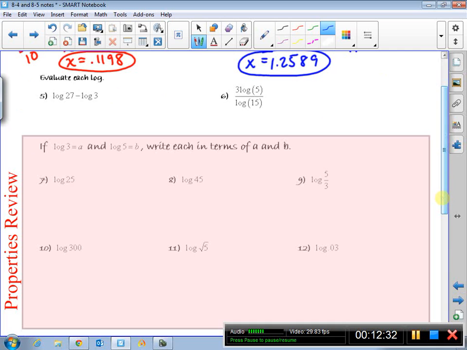Okay, evaluate each log. So, a little property review, possibly. Log of 27 minus log of 3. I'm going to say that this is the log of 27 divided by 3, which is the log of 9. Now, if it's base 10, I'm just going to hit log of 9. And I'm going to round right here.